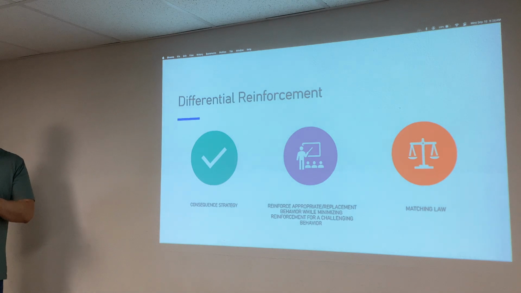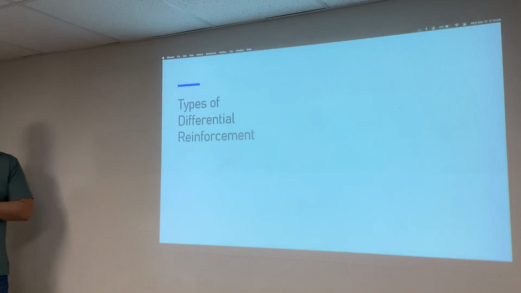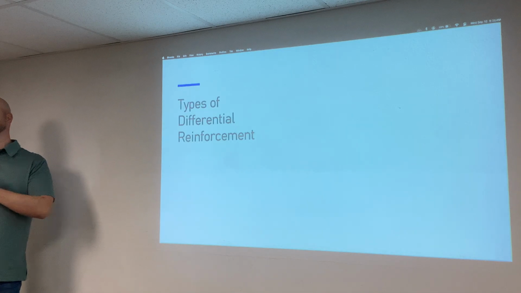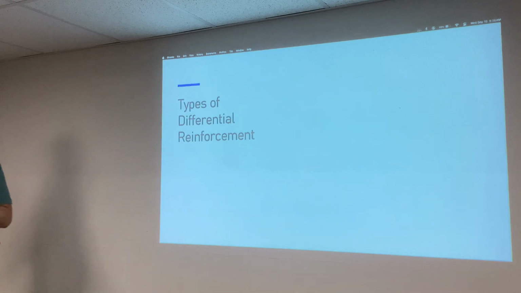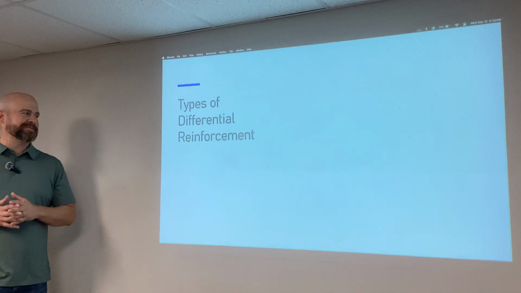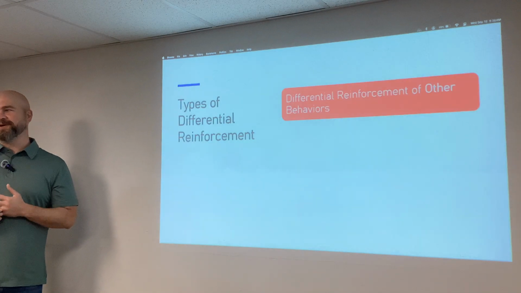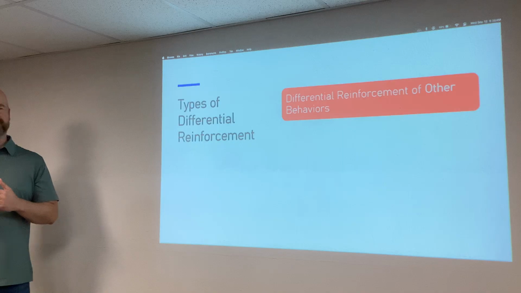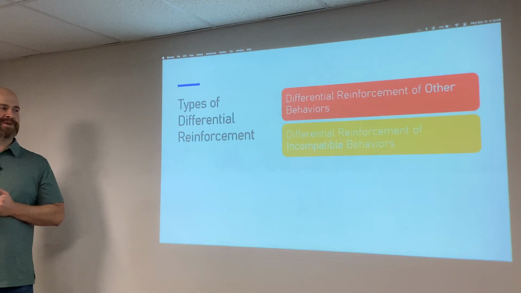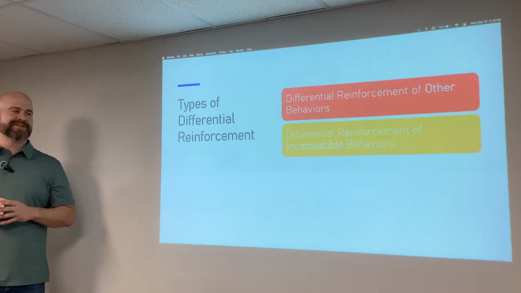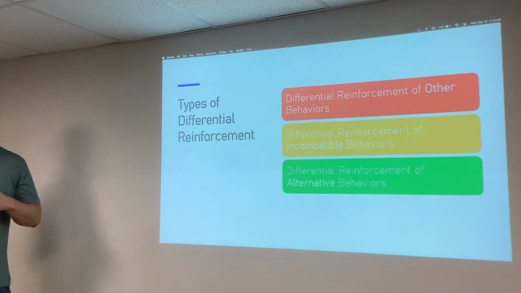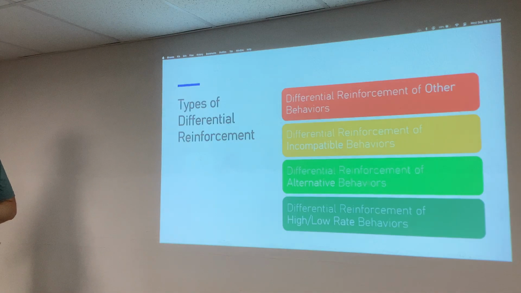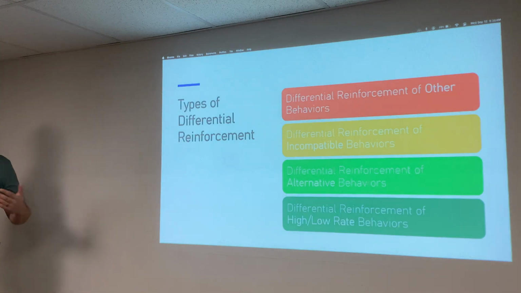Okay, let's continue. Two types of differential reinforcement. So these are the strategies that belong in our work, in our treatment plans. Here we go, types of differential reinforcement. There's differential reinforcement of other behaviors. There's differential reinforcement of incompatible behaviors. There's differential reinforcement of alternative behaviors. Differential reinforcement of high and low rate behaviors. These are the types of differential reinforcement, and we're going to get into each one a bit.